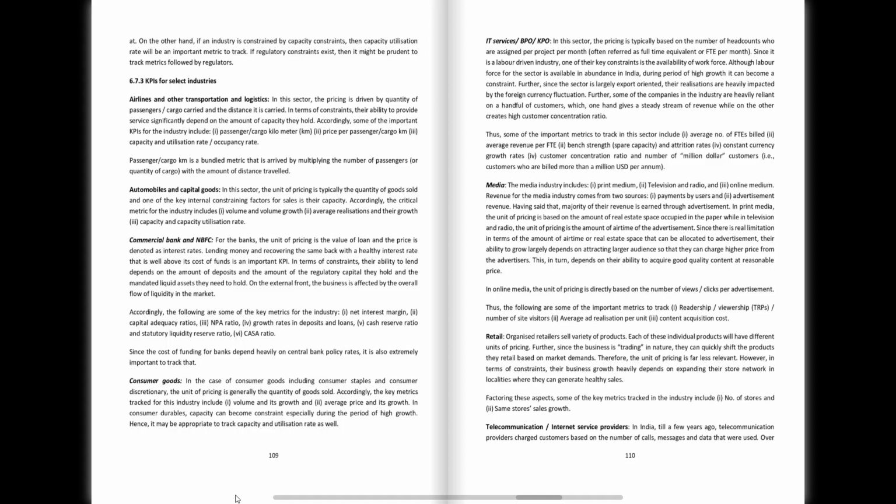Retail. Organized retailers sell a variety of products. Each of these individual products will have different units of pricing. Further, since the business is trading in nature, they can quickly shift the products they retail based on market demands. Therefore, the unit of pricing is far less relevant. However, in terms of constraints, their business growth heavily depends on expanding their store network in localities where they can generate healthy sales. Factoring these aspects, some of the key metrics tracked in the industry include: 1. Number of stores, and 2. Same-store sales growth.